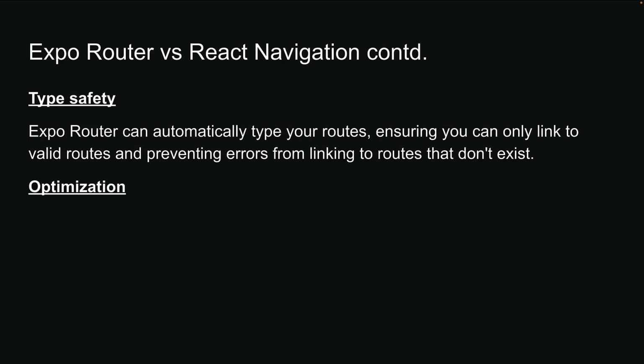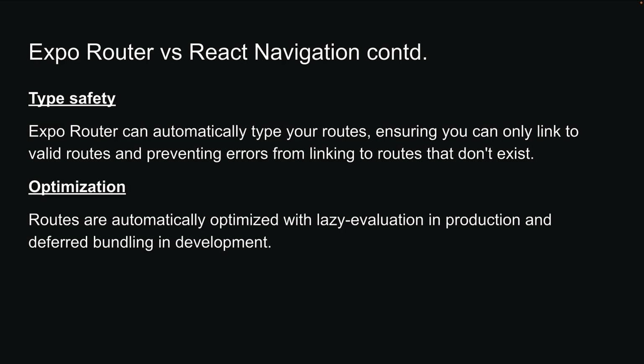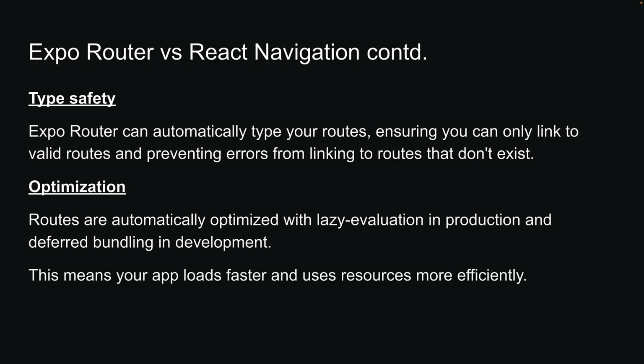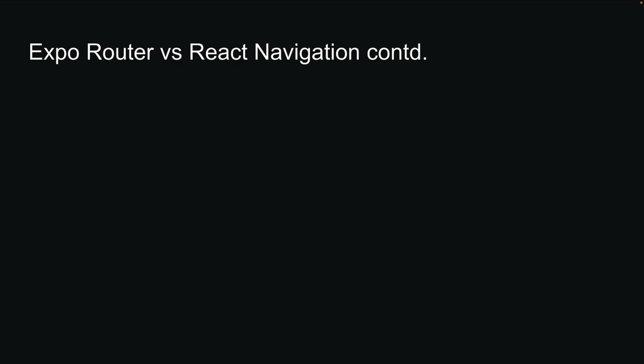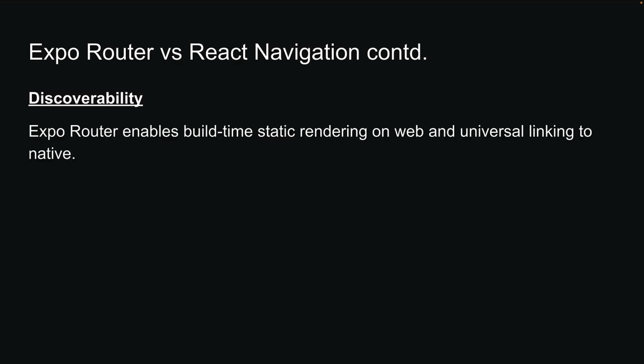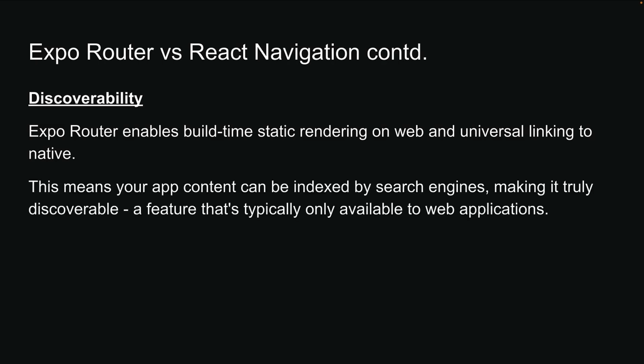Sixth is optimization. Routes are automatically optimized with lazy evaluation in production and deferred bundling in development. This means your app loads faster and uses resources more efficiently. Seventh and final is discoverability. Expo Router enables build-time static rendering on web and universal linking to native. This means your app content can be indexed by search engines, making it truly discoverable, a feature that's typically only available to web applications.